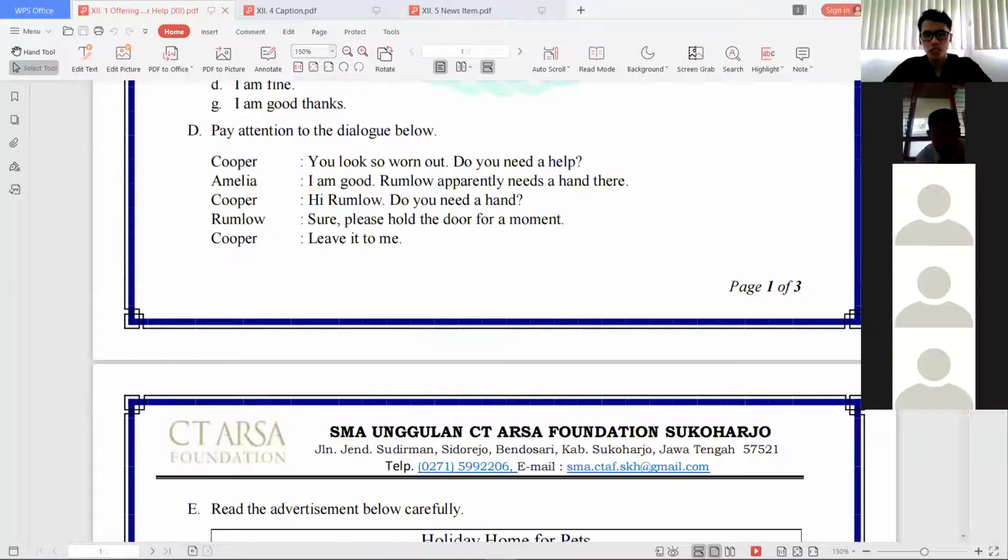So in this conversation, we can learn that Cooper offers help to Amelia, but Amelia refuses it. After that, Amelia recommends or suggests Cooper to offer his hand to Ramlo, and then Ramlo in this case needs some help, and also Cooper finds out he can help Ramlo to hold the door for a moment.